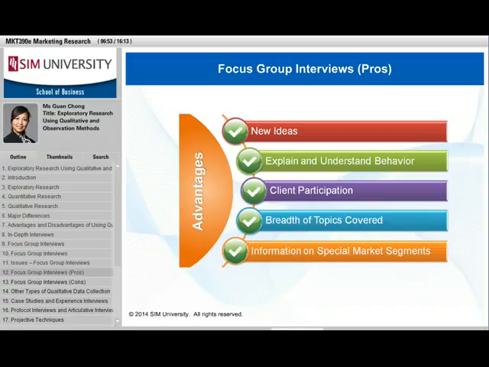The major advantages of using focus groups are that they stimulate new ideas, thoughts, and feelings about a topic. They foster understanding of why people act or how they behave in certain market situations. They allow client participation. They ensure breadth of topic covered, and they enable information on special market segments.